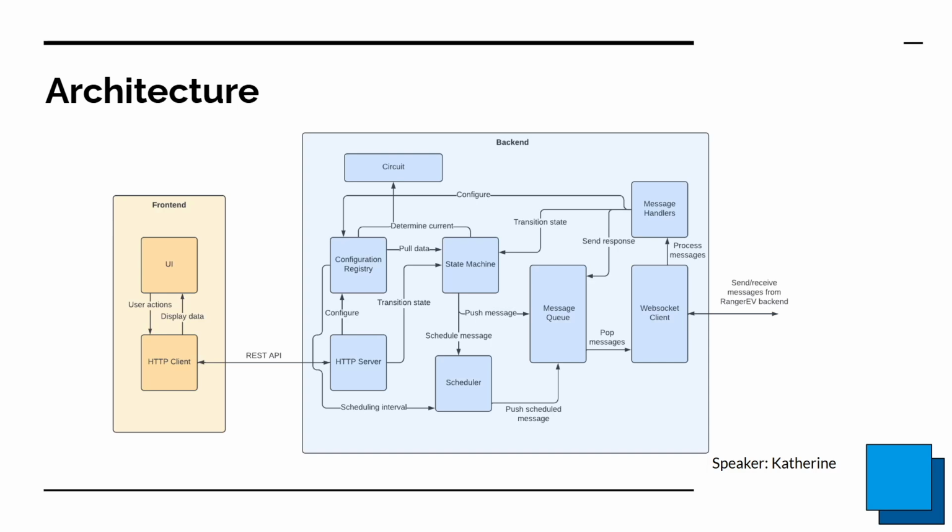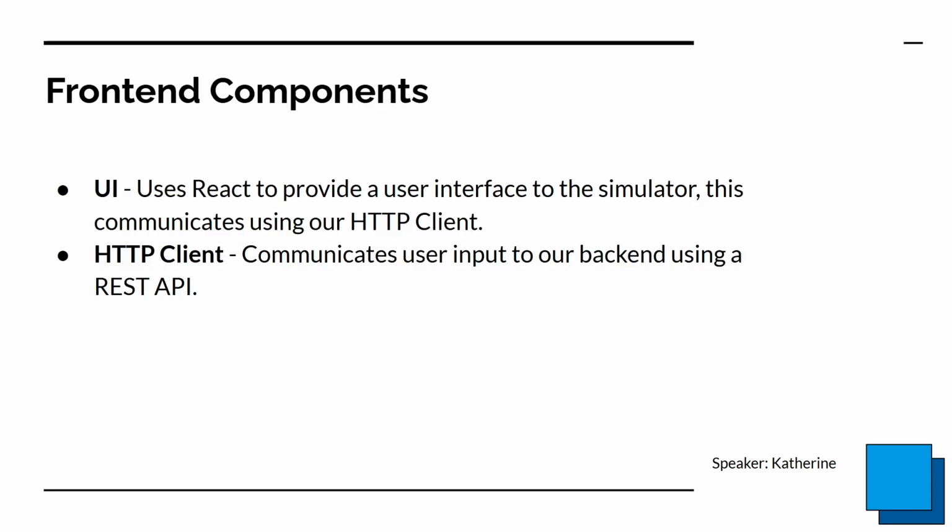Our project is composed of a front-end and back-end system, which communicates through a simple REST API. The front end is a basic user interface, which will allow Ranger EV to operate their simulated charge points, while the back end contains the main guts of our simulator and communicates with the Ranger EV backend. Moving on to the front end components. The front end consists of two parts, the user interface, created in React, and the HTTP client. These together allow you to configure and interact with the various charge points in our simulator.